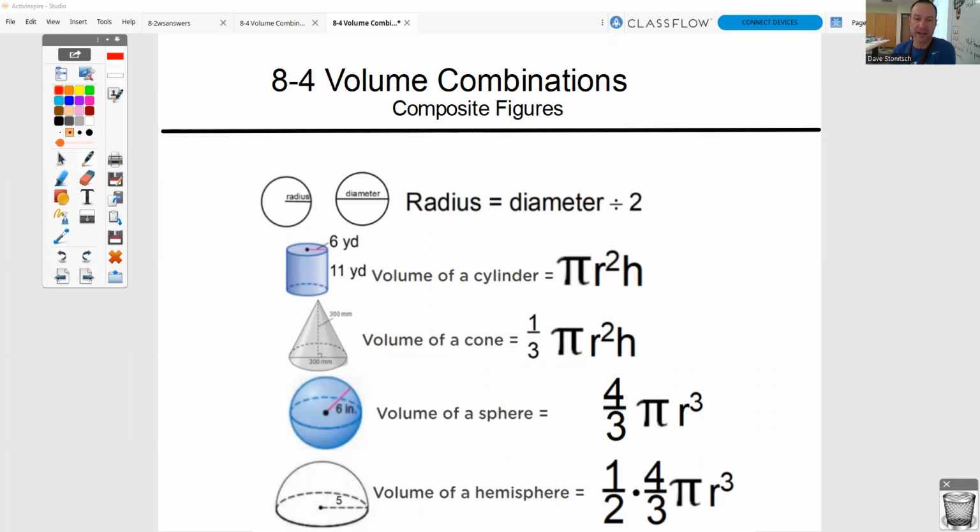So just as a reminder, the radius is half of the diameter. So anytime that you're given the diameter, you have to divide it by 2. The formula for volume of a cylinder: the cylinder is a can. The volume is pi r squared h. Volume of a cone is 1/3 pi r squared h. Formula for volume of a sphere is 4/3 pi r cubed, or to the 3rd power. And volume of a hemisphere is 1/2 times 4/3 pi r cubed, because it's half of a sphere. You're going to use those formulas together today. So you're going to use 2 or 3 formulas on the same problem today.